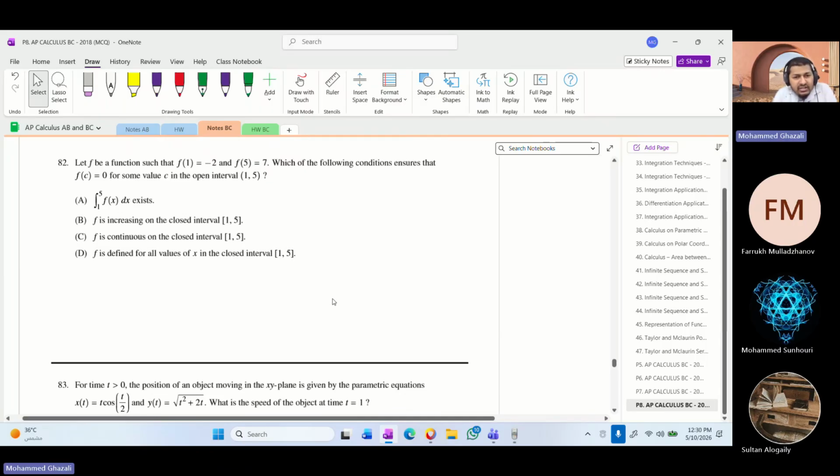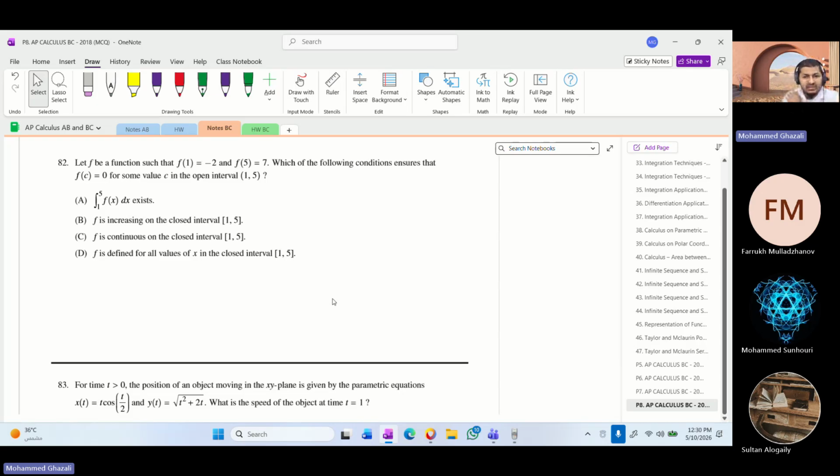Question 82. Let f be the function such that f of 1 is equal to -2 and f of 5 is equal to 7. Which of the following conditions ensures that f of c is equal to 0 for some c in the open interval? This is a conditions theorem, right? There are 3 conditions. It's definitely not that one. Open interval, we're looking for something that's closed interval. F is continuous on the closed interval, and it's differentiable on the open interval 1 and 5, such that f of c is equal to 0. I think it's the intermediate value theorem. Okay, so it's a theoretical question. It is C. Are we good?